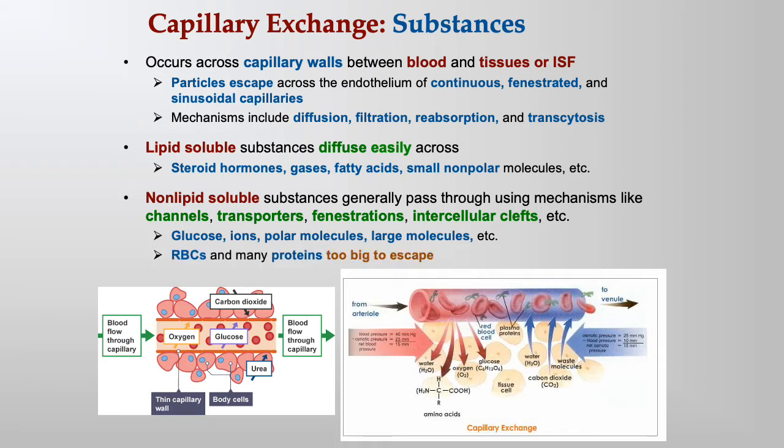Red blood cells and most proteins are too big to escape. So anytime you see blood in the urine, something's probably going wrong. Same with proteinuria. If you've got proteins in your urine, something's probably going wrong. Normally proteins should not be able to get out of the blood.